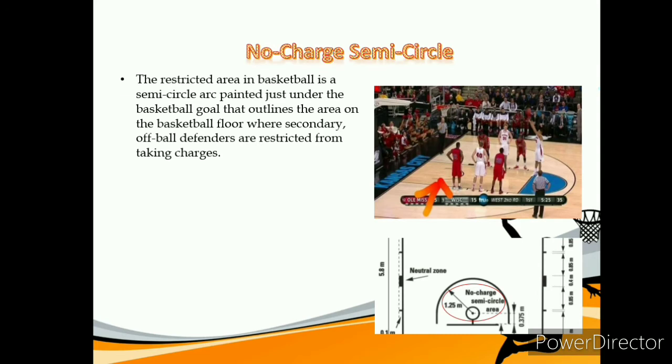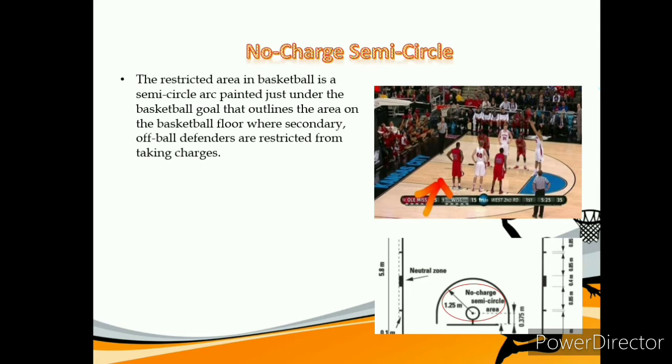Finally, the no-charge semicircle. The restricted area in basketball is a semicircle arc painted just under the basketball goal that outlines the area on the basketball floor where secondary off-ball defenders are restricted from taking charges. This is the painted line under the basketball ring. So what is the purpose of the no-charge semicircle?